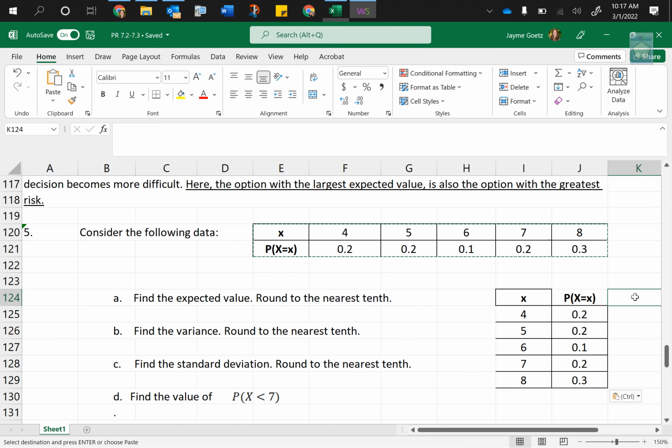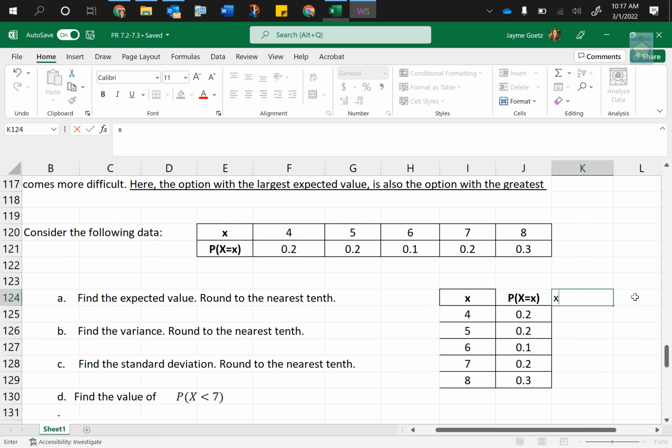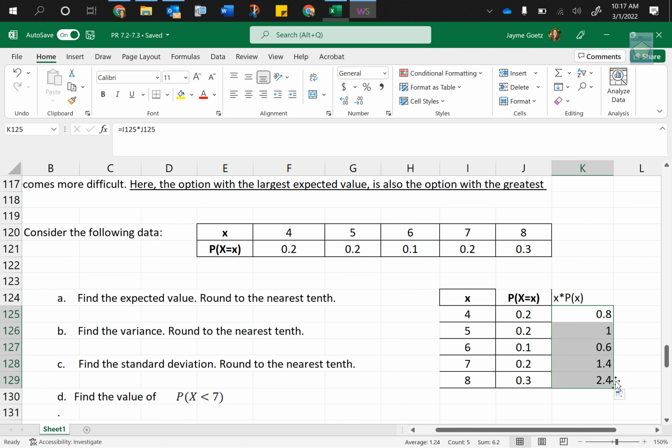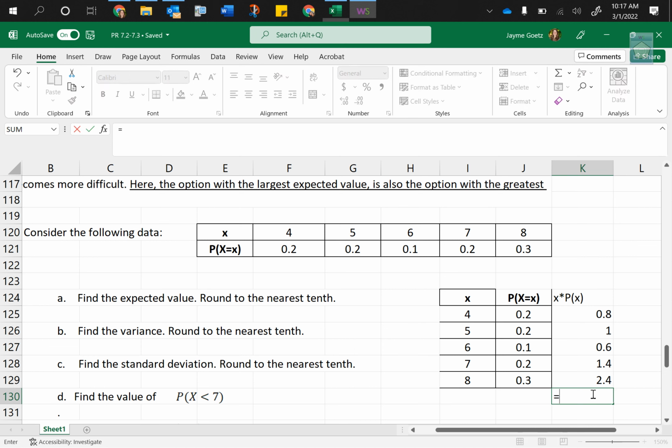So remember, the expected value is just each random variable times its probability. Okay, each random variable times its probability. So we're going to hit equals, take your random variable times its probability, and drag it on down. Now what do I do with it? We find the sum of it. Very good.